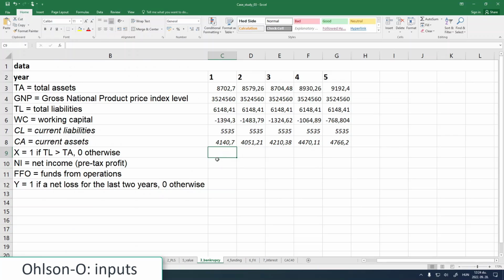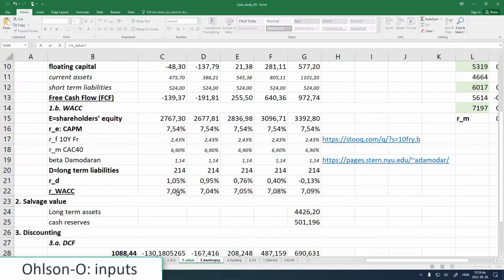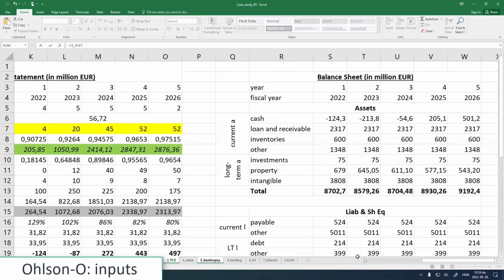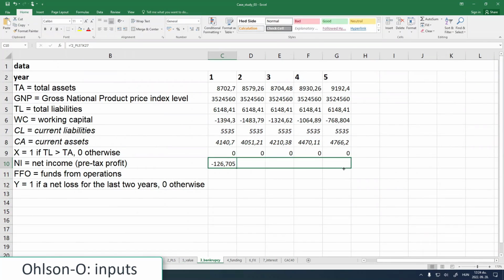Okay, so were there any cases where the total liabilities were bigger than total assets? Luckily not, so we still have a stable-ish company. Then we need the net income, which is pre-tax profit. So let's go to the profit and loss statement, and pre-tax profit for each year.